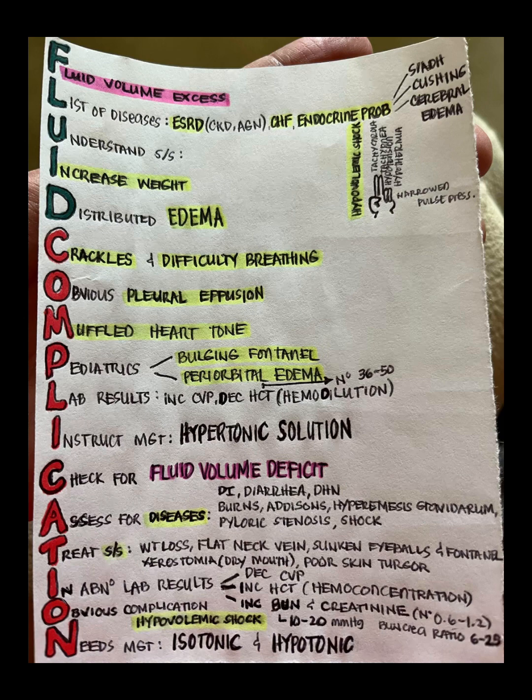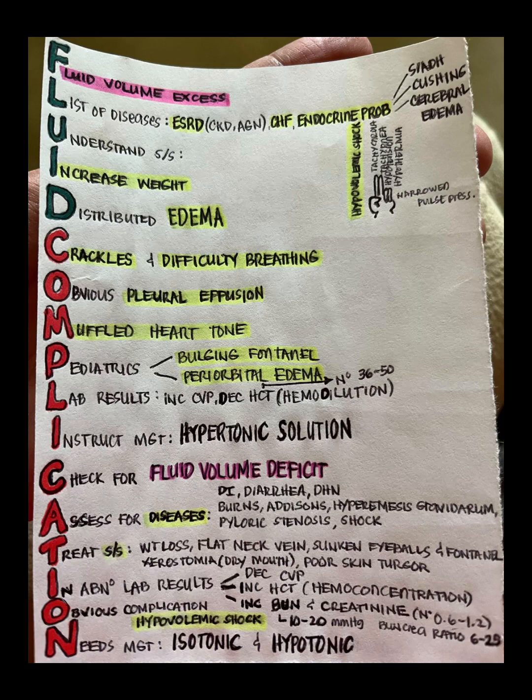For the lab results, there is an increase in CVP. Decrease hematocrit. The normal hematocrit level is 36 to 50. If there is a decrease in hematocrit, that's what we call hemodilution. Decrease begins with letter D. Hemodilution, there is a letter D in the middle, so always remember that. Decrease hematocrit or less than 36 from the normal value of 36 to 50 is called hemodilution. For fluid volume excess, we can give hypertonic solution.